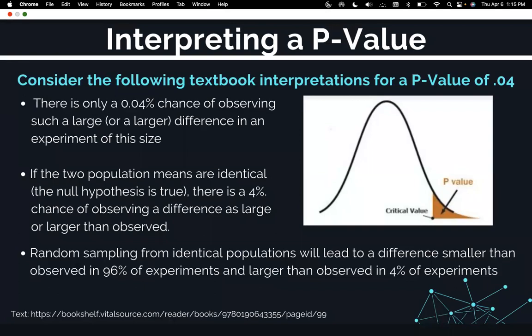We can also say if the two population means or data sets are identical, aka if the null hypothesis is true, that there's no difference, then there's a 4% chance that we would observe a difference as large or as extreme as what we did observe. We can also say random sampling from identical populations, again, if that null hypothesis is true, will lead to a difference smaller than observed in 96% of experiments and larger than observed in 4% of experiments.